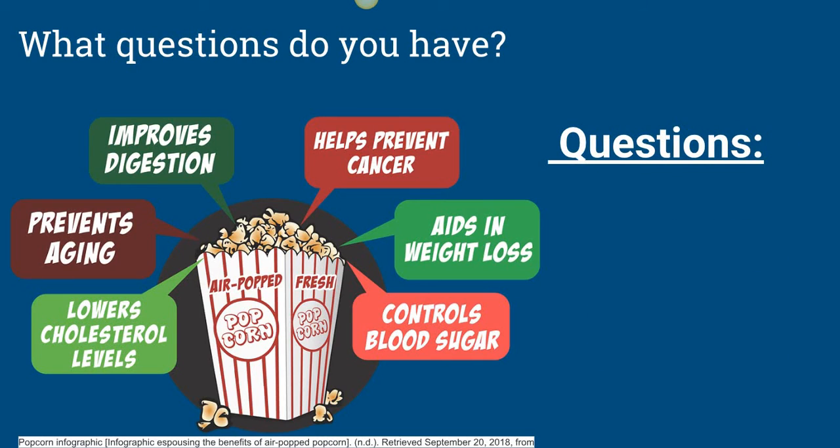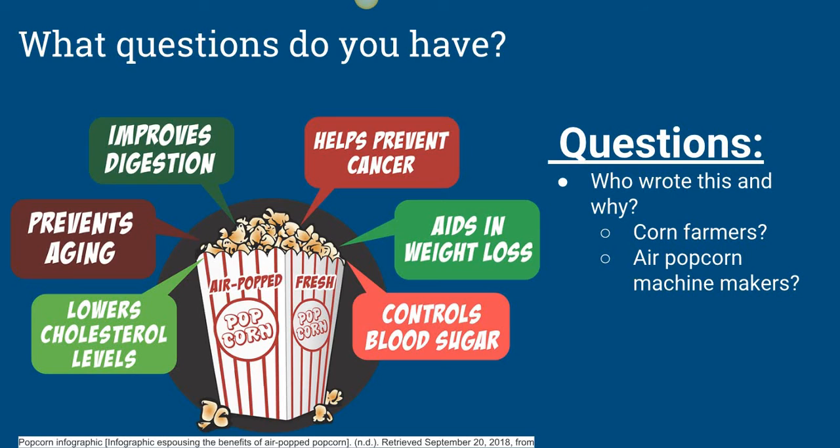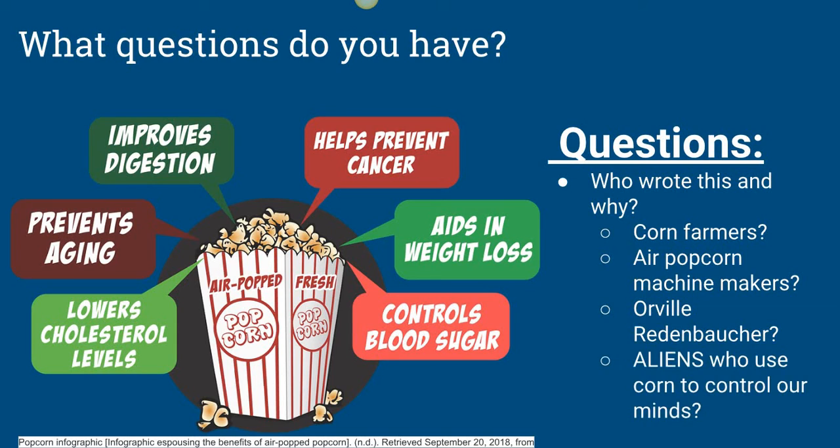So we have some questions, like who wrote this and why? Did corn farmers write it? They may need to drive some health benefit ideas into the public's mind, since everyone discusses how bad corn syrup is for you so much lately. Are air popcorn machine makers trying to drive sales with this? Orville Redenbacher seems like a likely candidate. Of course, corn could be a crop genetically engineered by aliens to... Oh, I've said too much.